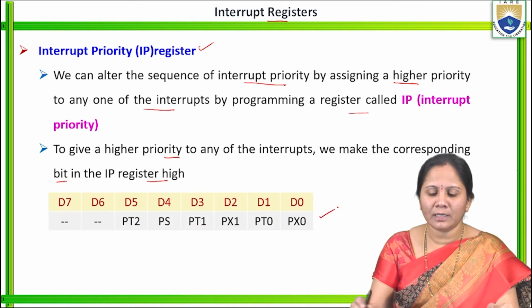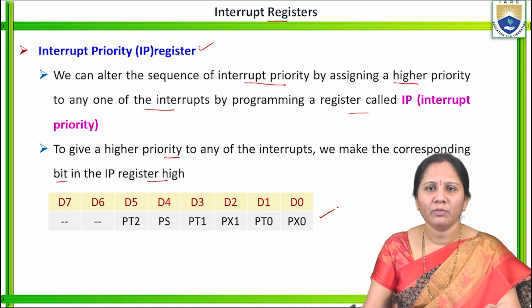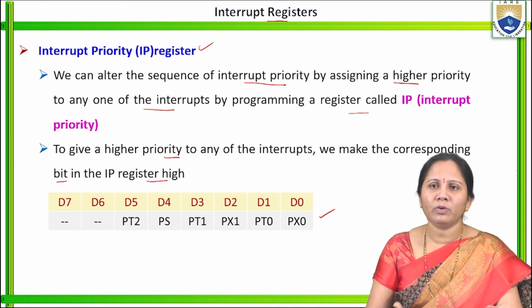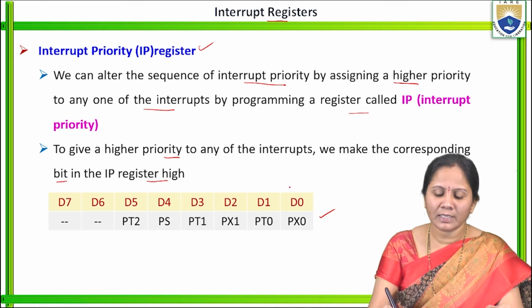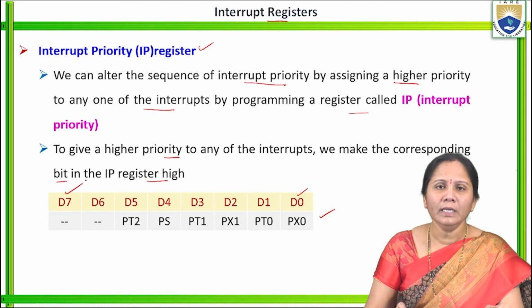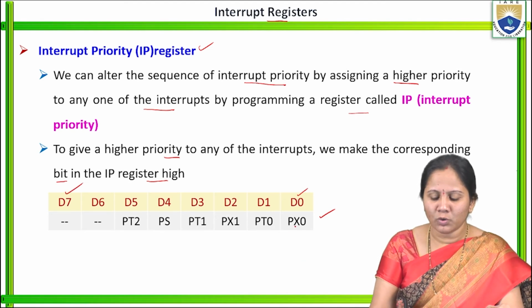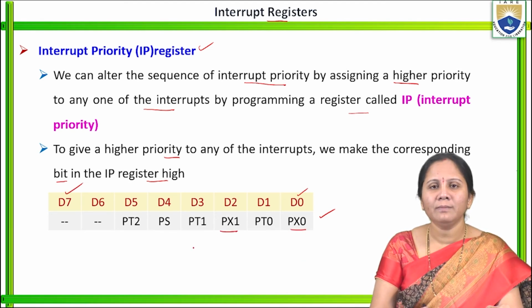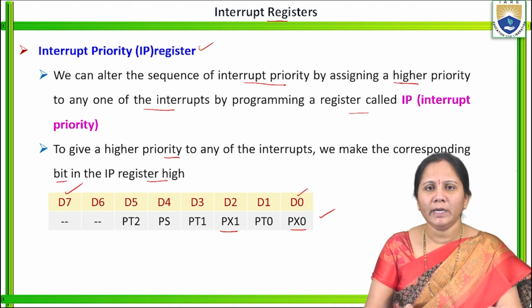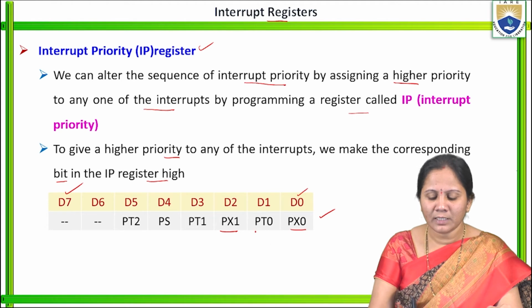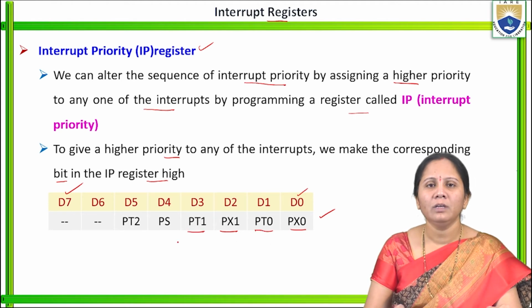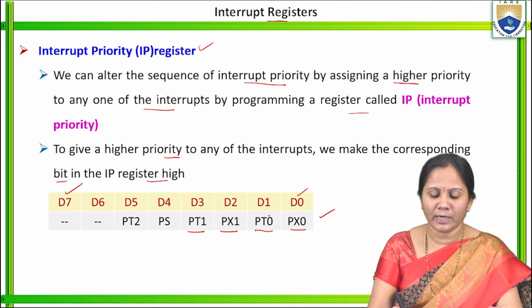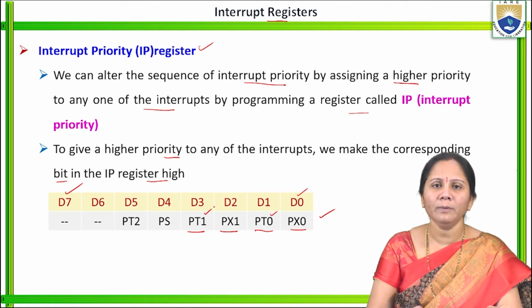Now, this is the interrupt priority register format. It consists of totally 8 bits. Here we can see D0 to D7. PX0 and PX1 are the priority bits related to external interrupts. PT0 and PT1 are used to set the priority for the timer interrupts. This is for timer 0 and this is for timer 1.